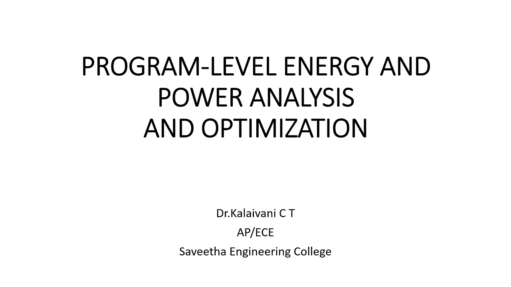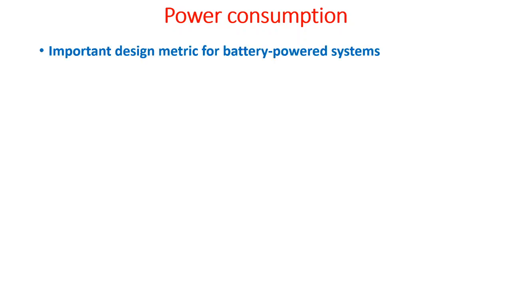The very important things in optimization of a program are three: one is execution time, another is power, and the other is memory. Of these three, we have already seen execution time reduction. Now we will see energy and power analysis. For power consumption, we have to see where the major amount of power is consumed in our program.